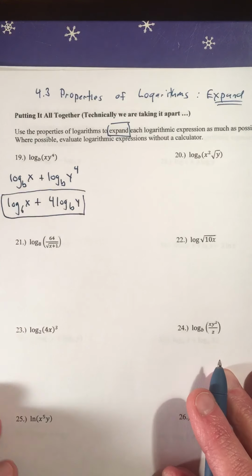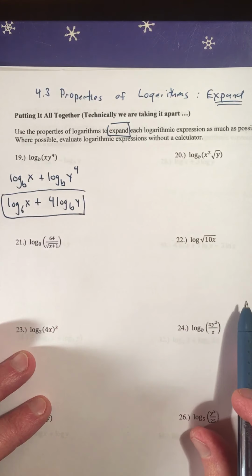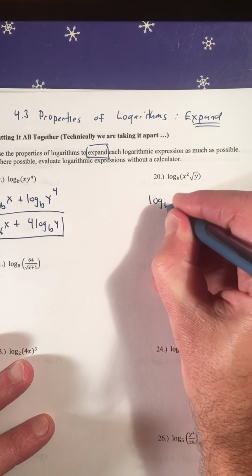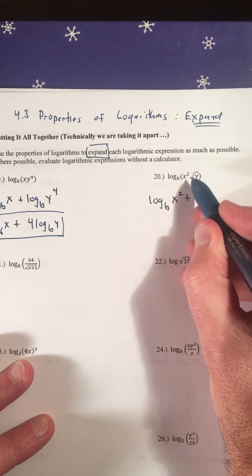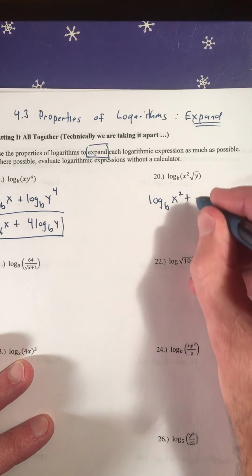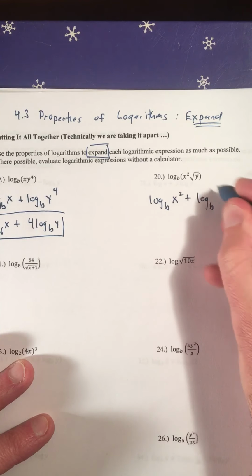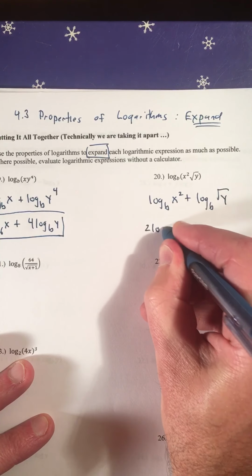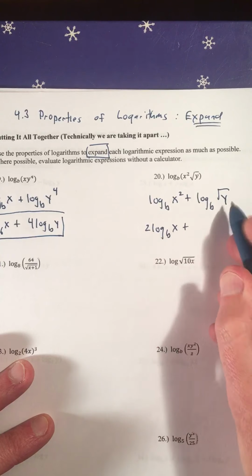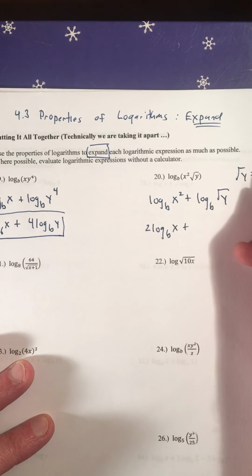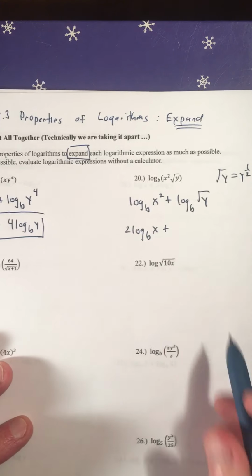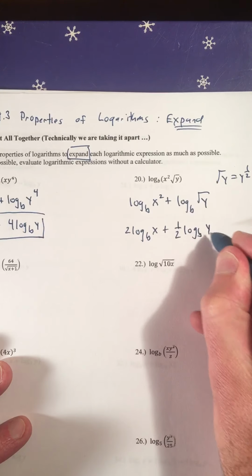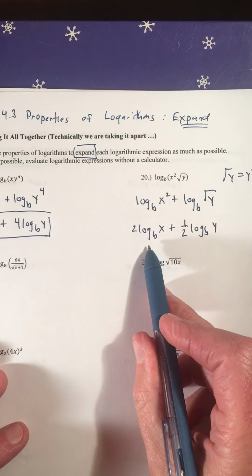Okay, we want to expand this thing. Later on, of course, we're going to put it back together. It's called condense. But for now, we have another product here. Log base b of x squared, there's a times sign in there that's understood, log base b of square root of y. So log base b of x squared, that's 2 log base b of x, plus square root of y is y to the 1/2. So I'm going to rewrite this as 1/2 log base b of y. That's a base b like it is here.